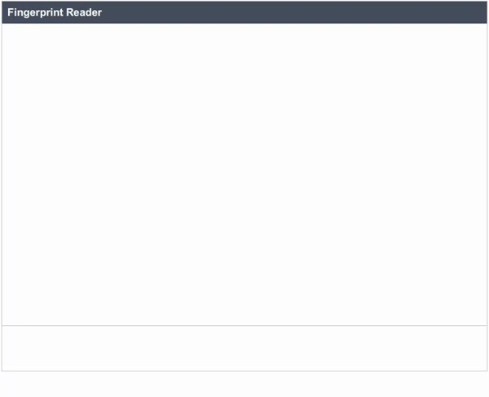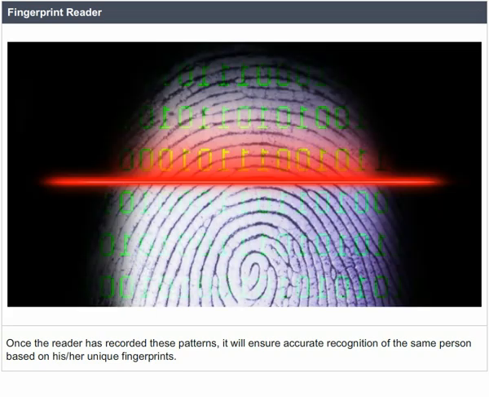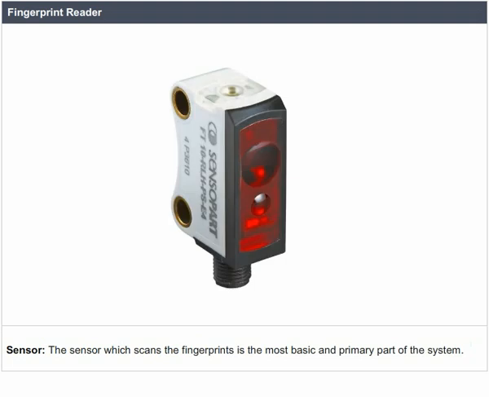Fingerprint reader. A biometric fingerprint reader creates a high-resolution image of unique patterns of the person's fingers. Once the reader has recorded these patterns, it will ensure accurate recognition of the same person based on his or her unique fingerprints. Sensor. The sensor, which scans the fingerprints, is the most basic and primary part of the system.